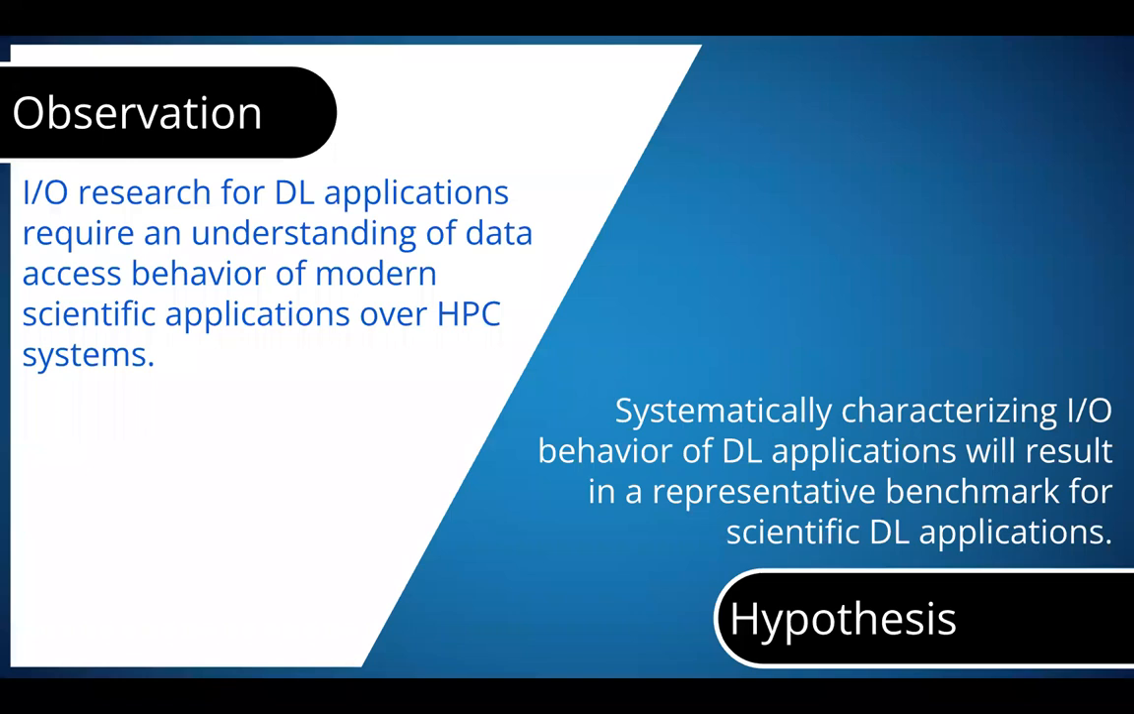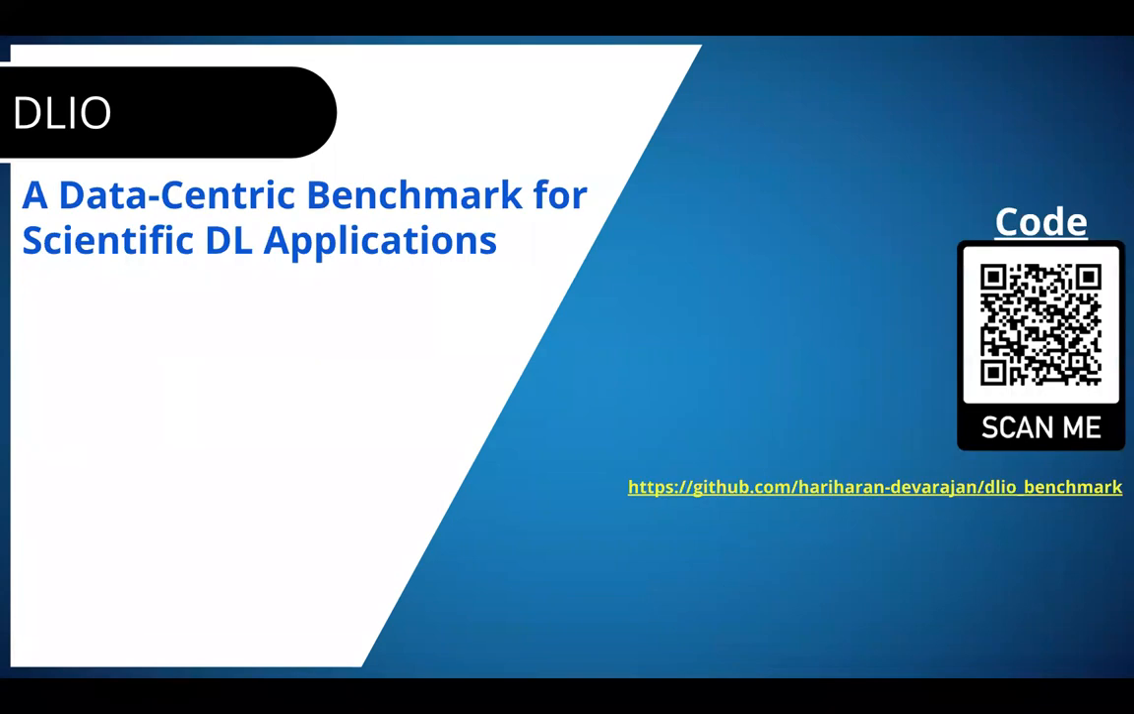When we started this work, we observed that there is a lack of understanding of how exactly IO behavior for these scientific deep learning applications works at scale. So our goal was to systematically characterize various scientific deep learning applications and build a representative benchmark to enable IO research for improving the efficiency of these deep learning applications in HPC environments. In this work, I present DLIO, which is a data-centric benchmark for DL applications. The code is publicly available at the GitHub repo mentioned there, and I'll also have a slide at the end which shows the same repo.